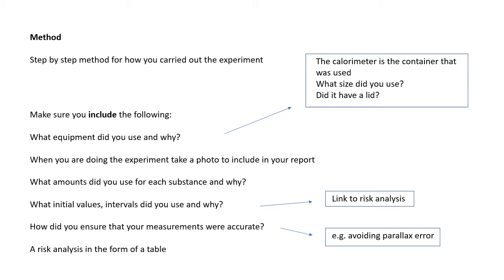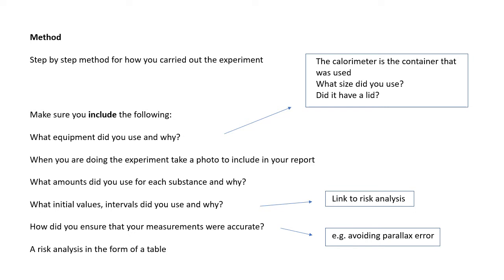A detailed method should include, amongst other things, and this isn't a definitive list of what you have to do, this is stuff that students often leave out. It should include: what equipment did you use and why? Justify your choice of equipment. The actual container that the cooling down happens in is called a calorimeter. Now, you may just use a boiling tube. That's what I do. That is my calorimeter.